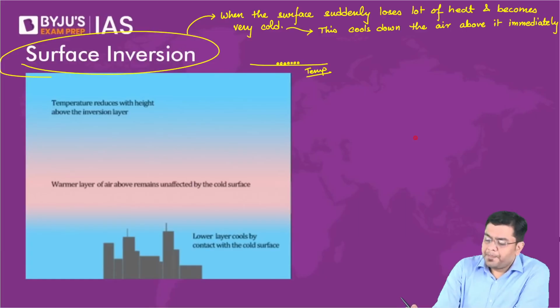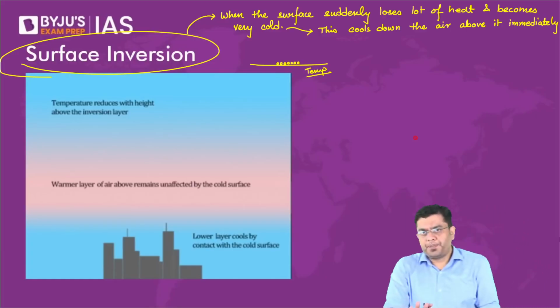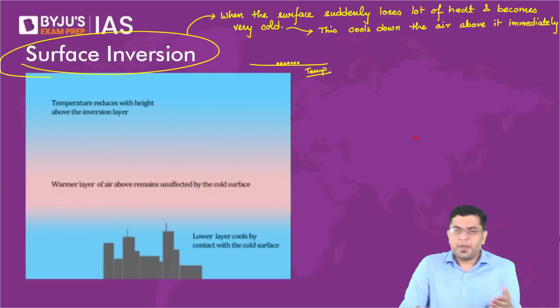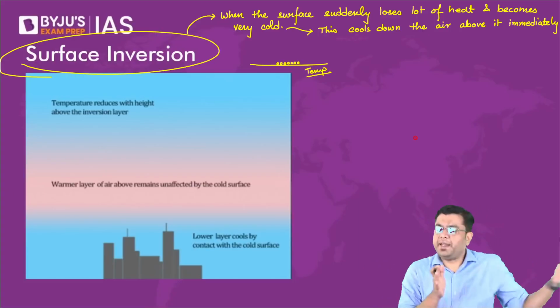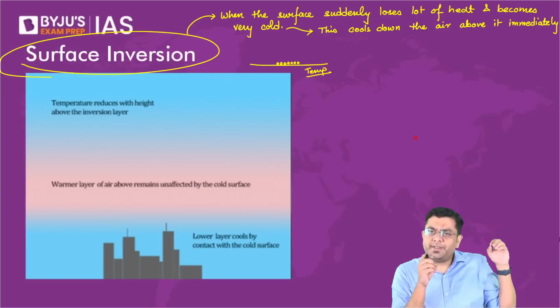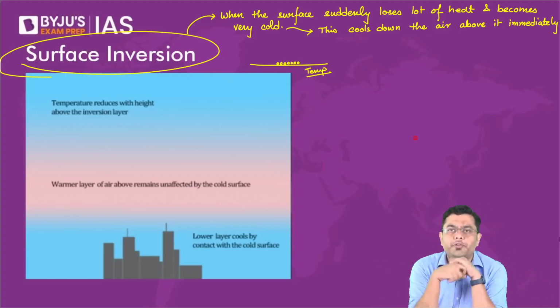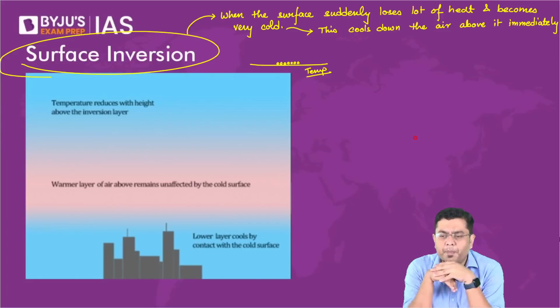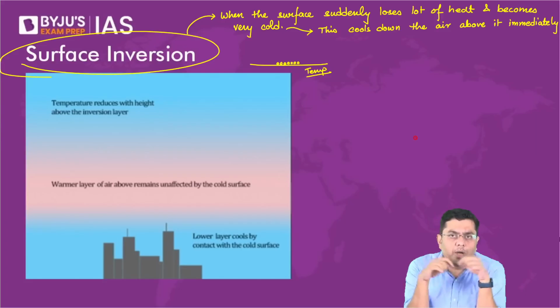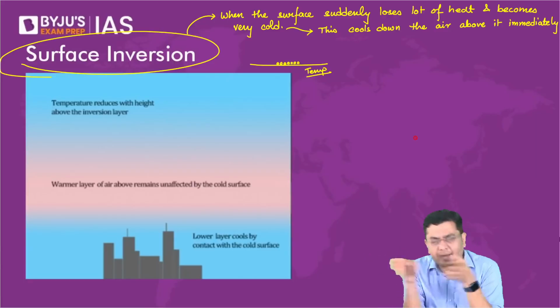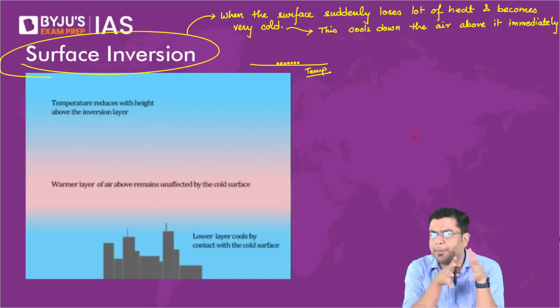Now, when we talk about the property of air, does air in general transmit heat very efficiently or is it considered to be an insulator of heat? The basic property of air. Is it considered to be a conductor of heat that transmits heat very easily, or does it stop heat from moving?